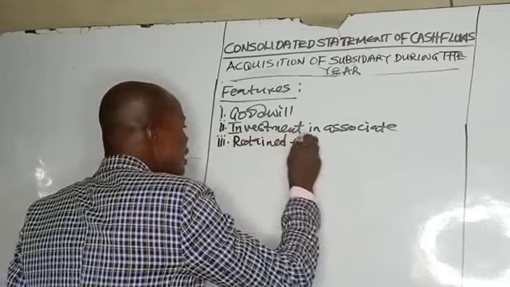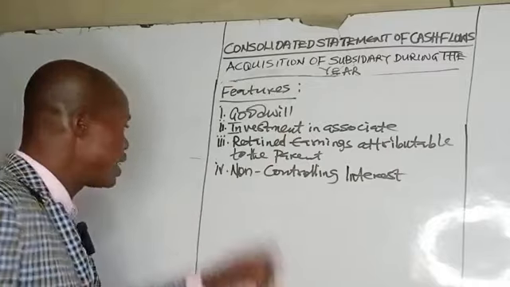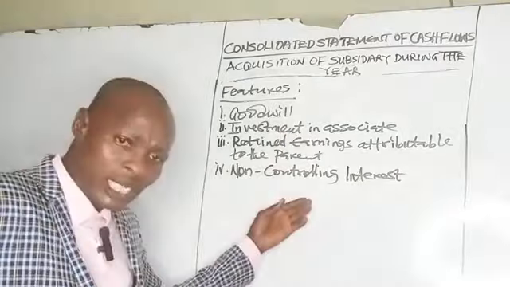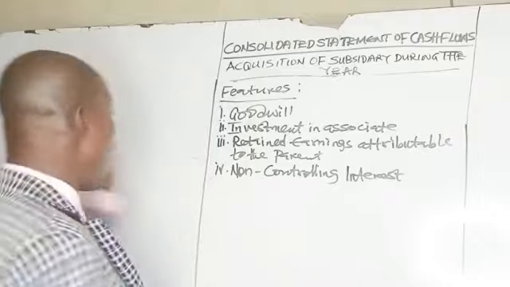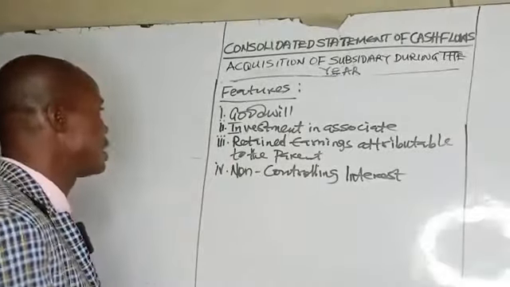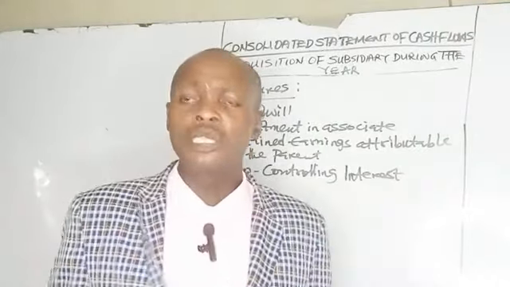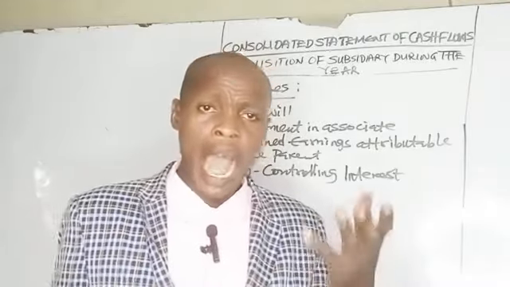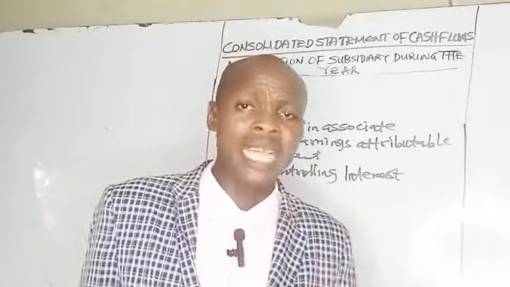Then number four, you have the non-controlling interest. You will only have the non-controlling interest in the case of a partial acquisition. Non-controlling interest is the part of the equity interest of the subsidiary which is not owned either directly or indirectly by the parent. Remember, the statement of cash flows is prepared under three separate headings.